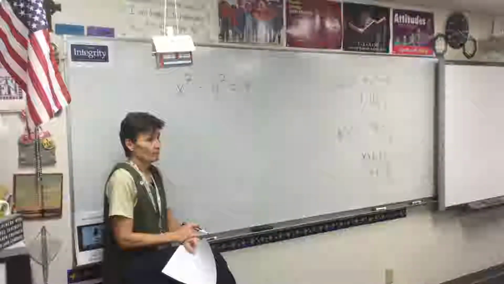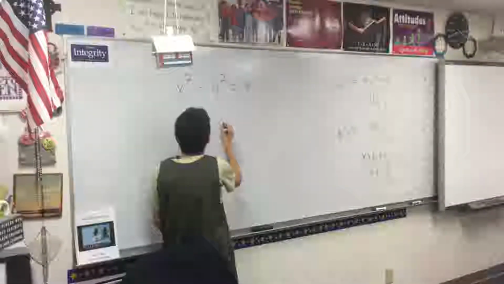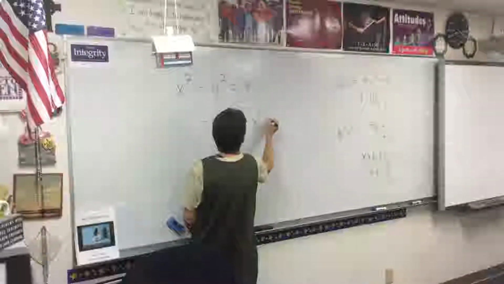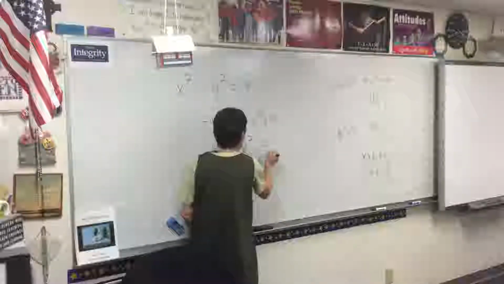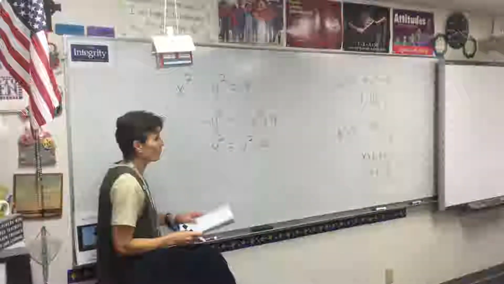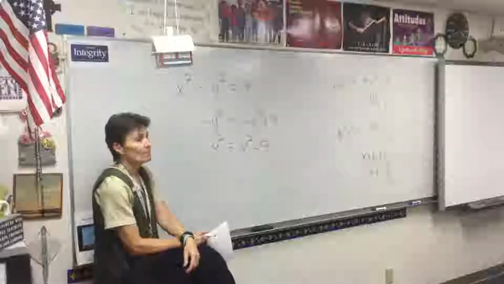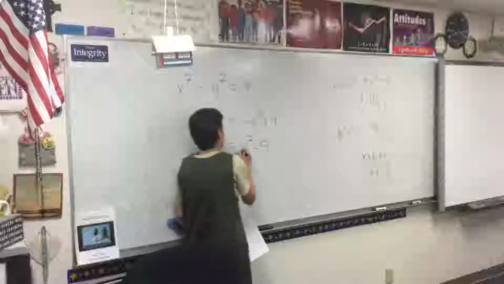What do we need to do? Oh, get y by itself. Get y by itself. So however you want to rearrange things, you have to get y by itself. So somehow rearrange the equation so it's just y squared equals. Then what do we do? Square root both sides.